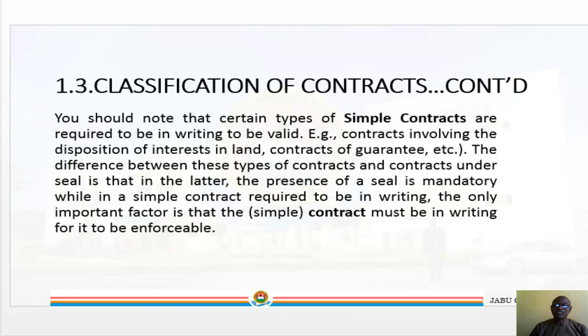The difference between these types of contracts and contracts under seal is that in the latter, the presence of a seal is mandatory, while in a simple contract required to be in writing, the only important factor is that that simple contract must be in writing for it to be enforceable.